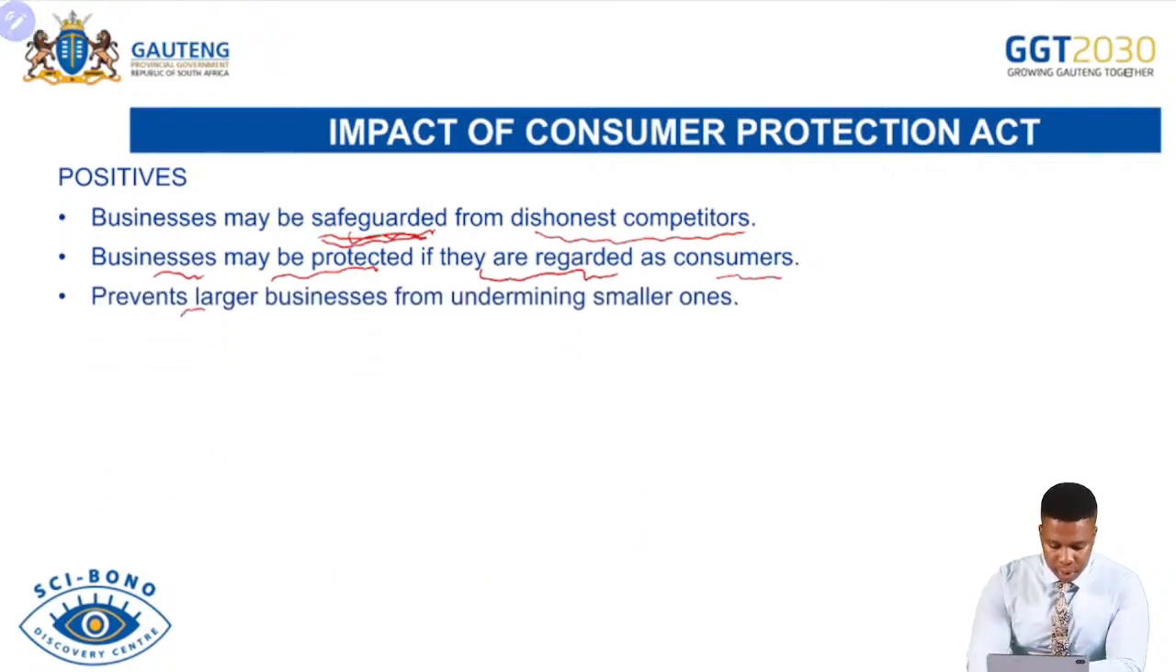And furthermore, it prevents larger businesses from undermining smaller ones. So that is a problem with these companies that have a lot of money. They take advantage of small businesses. They take their ideas, they take their innovations and use them as theirs. So the consumer protection as well ensures that there is protection, and even in the process of doing marketing, which is to advertise, small businesses would be protected from being undermined by the large businesses.